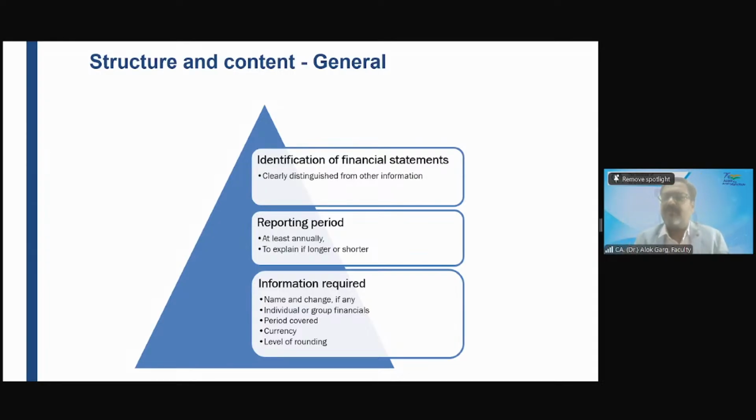If not, then please go and download any annual report and look at it. An annual report is like 500, 600, or 400 pages, a big document. Does that annual report only contain the financial statement? No, sir, it contains a lot of other information.